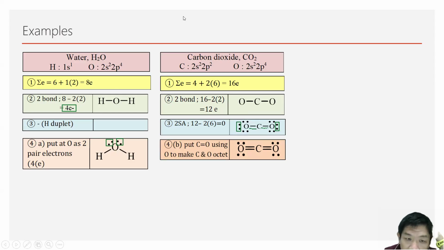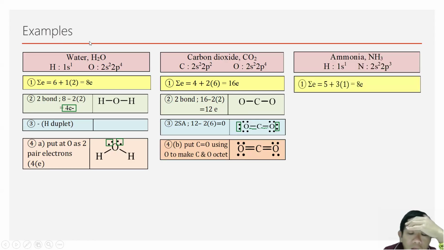Right, so that is for step carbon dioxide. Then we have the next example, which is ammonia. So hydrogen 1, nitrogen 5, so total 8 electrons.